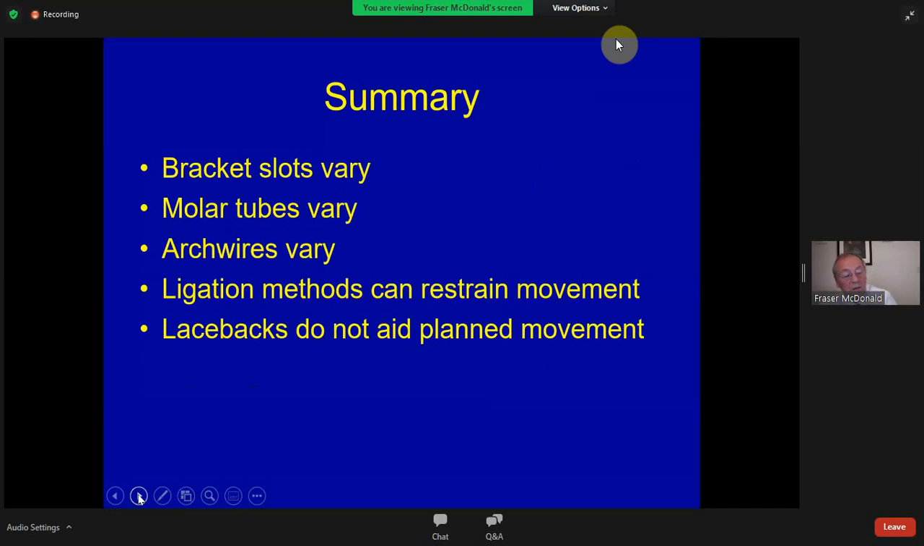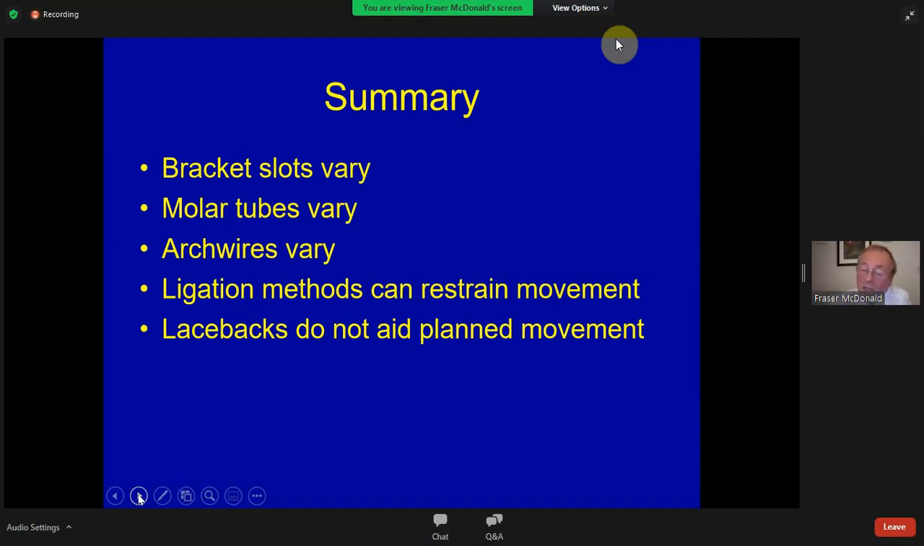And what I'm just coming up to is the last slide or so, is what we need to look at is the bracket slots all vary, the molar tubes vary, the arch wires vary. Ligation can restrain tooth movement, in other words, how you put the elastomerics on. Again, the same applies to quick legs. You should really put them on tightly and then just undo them slightly, or even just stretch them with a probe in one of the corners.